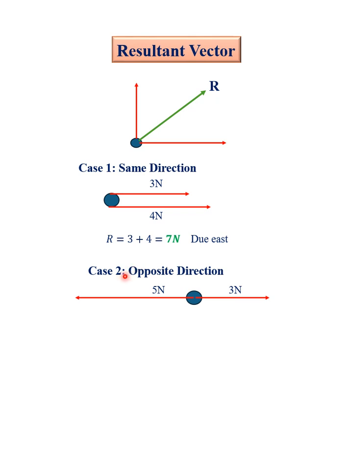Let's look at case 2, opposite direction. If a 5 Newton force is applied to the object due west and a 3 Newton force is applied to the object due east, what will the resultant be? For opposite direction, the resultant is equal to the difference between the forces, 5 minus 3, and that is equal to 2 Newton. What do you think will be the direction? Of course, it will be the direction of the larger force, and that will be 2 Newton due west.